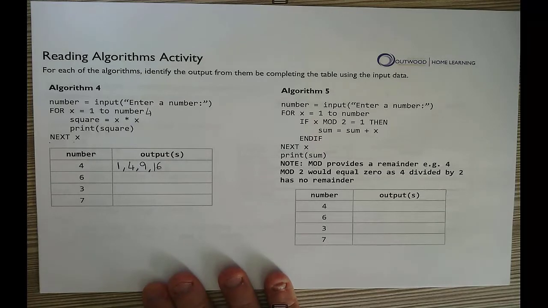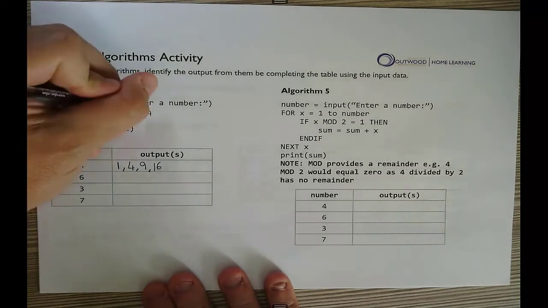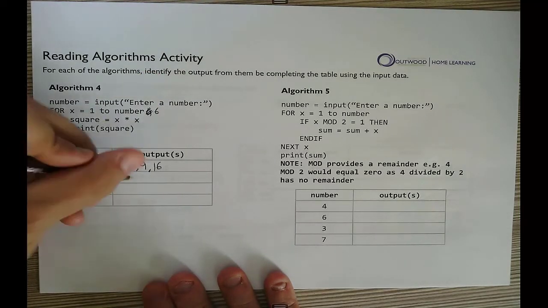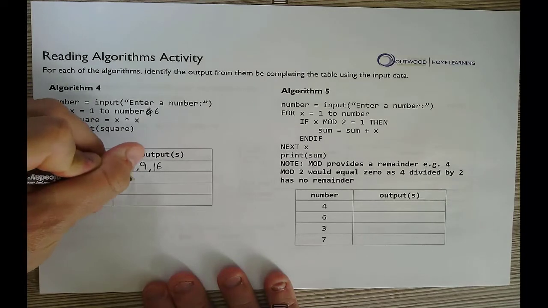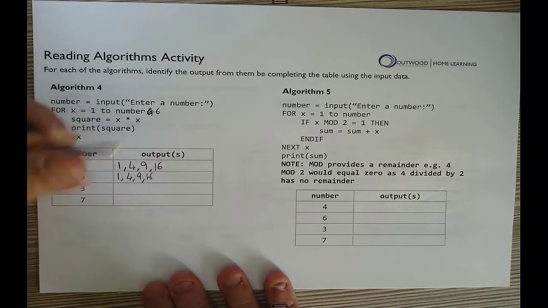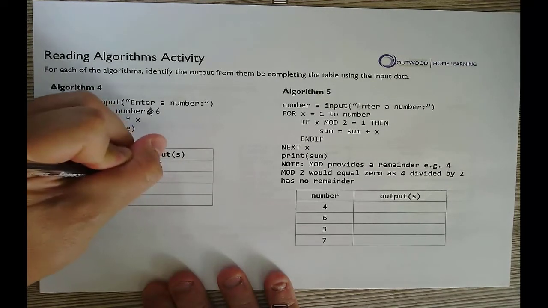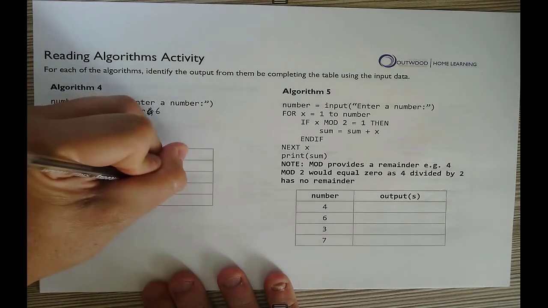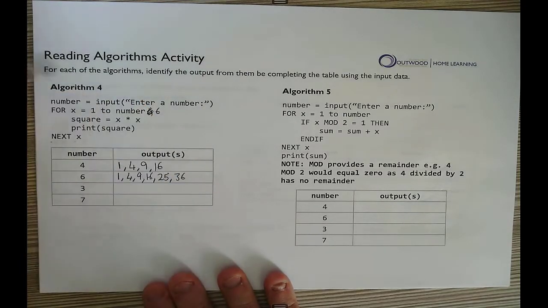So hopefully you've worked out what happens now. So the next one, number 6. That's like saying for x equals 1 to 6. So it's going to go in. 1 times 1 is 1, 4, 9, 16. So that's when x is 4. X is 5, so 5 times 5 is 25. X is 6, 6 times 6 is 36. X is 7. It stops.